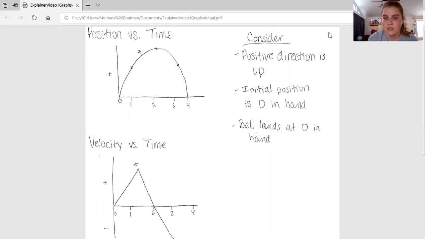I am designating that the positive direction is up. The initial position is 0 in the hand, and the ball is going to land back at 0 in your hand. We're going to start with the position versus the time graph.